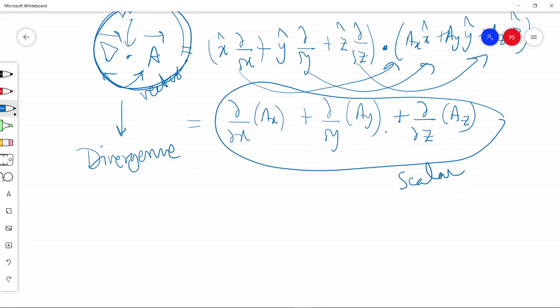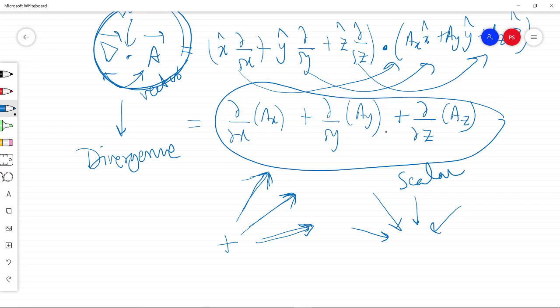It gives us an estimate of how diverging or converging a vector field is. If the divergence is positive, the vector field must be of this type, and if the divergence is negative, the vector field must be of this type.